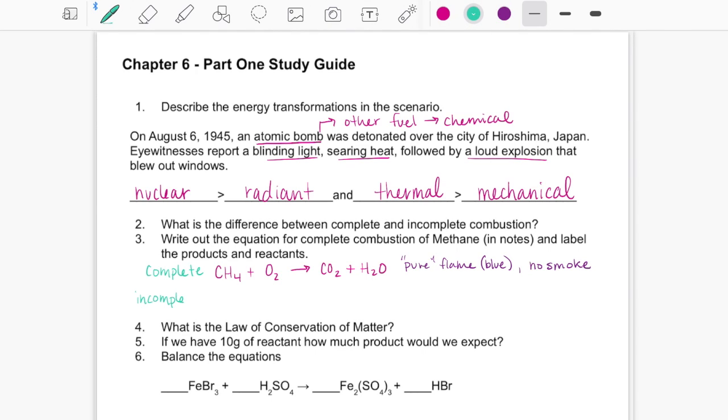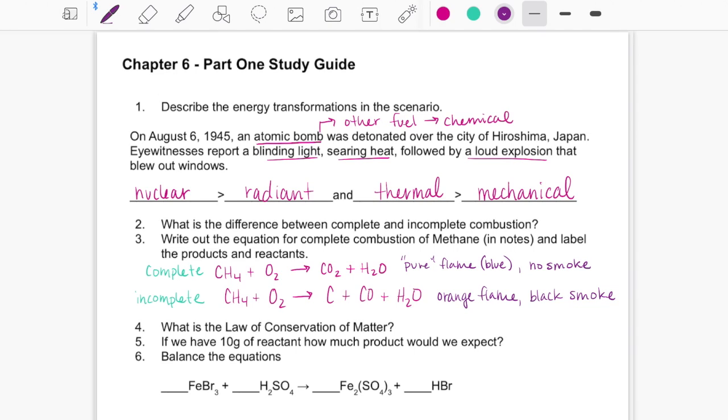For incomplete, again, we'll do the combustion of methane. If there's not enough oxygen available, what will happen is the products will be, instead of carbon dioxide and water, carbon monoxide and water vapor. Okay, so for this, the flames are going to look different. It's going to have an orange flame. And due to the carbon being produced, it's going to have black smoke. We see this with like house fires. Because there's not enough oxygen available to the flames inside of the house, it creates these great big orange flames with the black smoke.